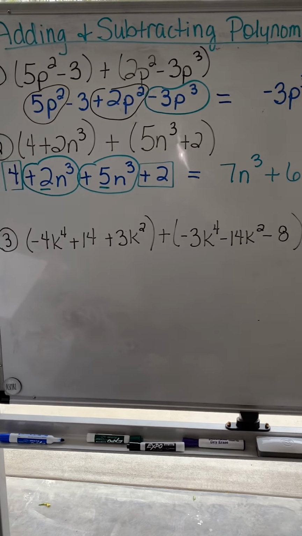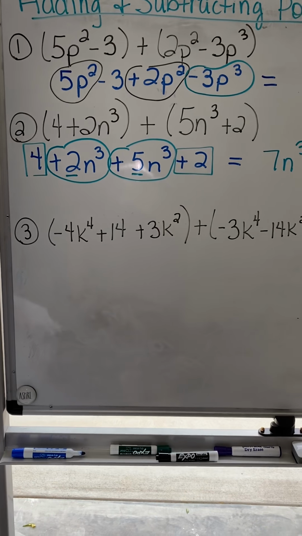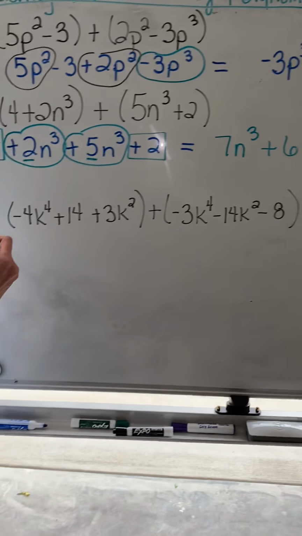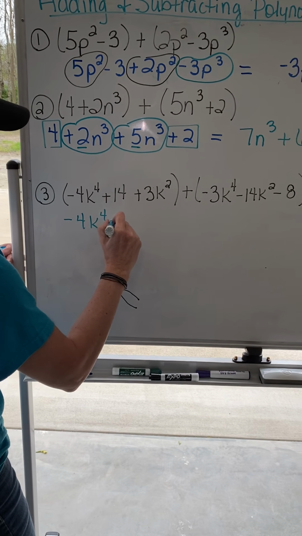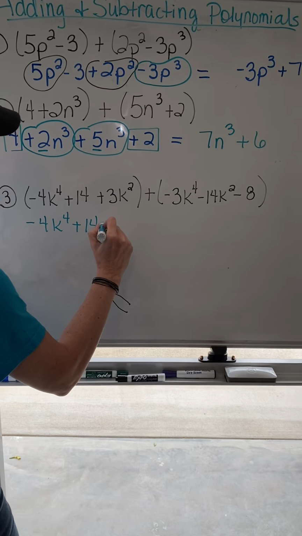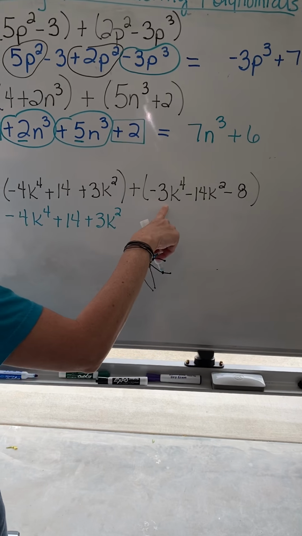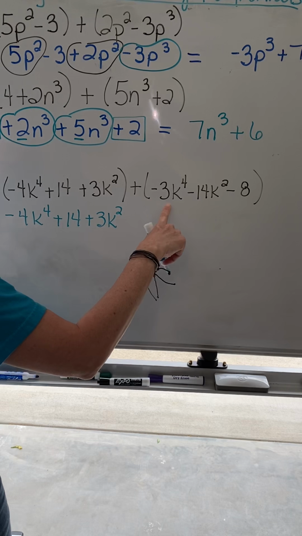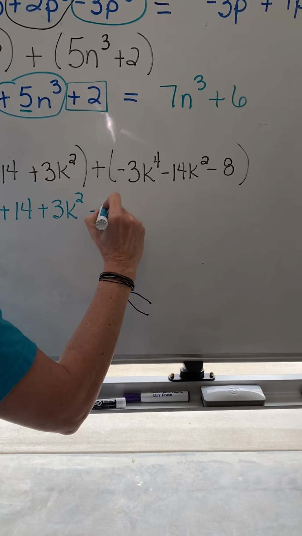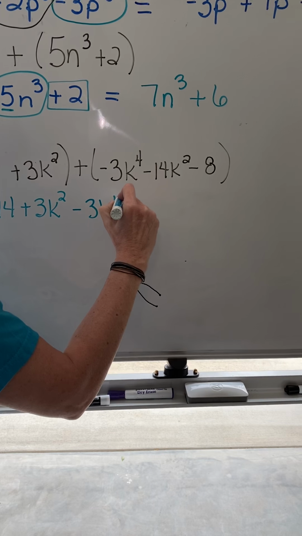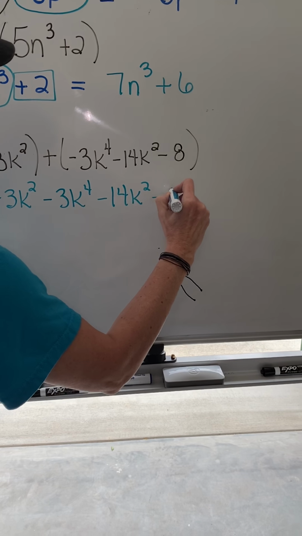Then the last one, number 3, is a little bit longer. You will come in contact with some that are this long, so you just have to persevere and work it out. The first thing I'm going to do is rewrite everything. -4k to the fourth plus 14 plus 3k to the second. I know it says plus, but I'm just going to rewrite those just like it is. I'm not going to worry about that. So that's going to be minus 3k to the fourth minus 14k to the second minus 8.